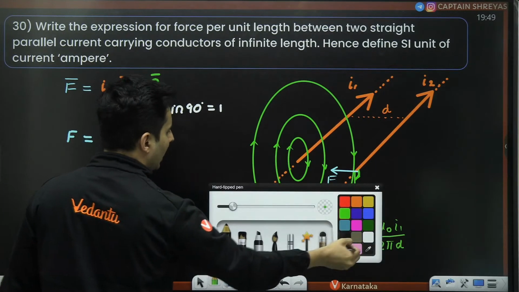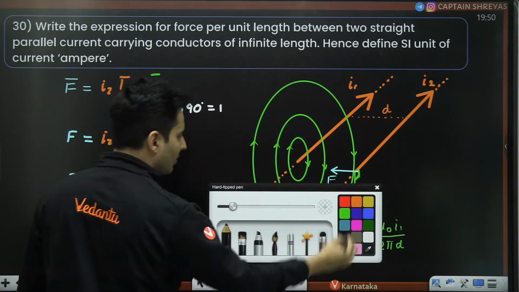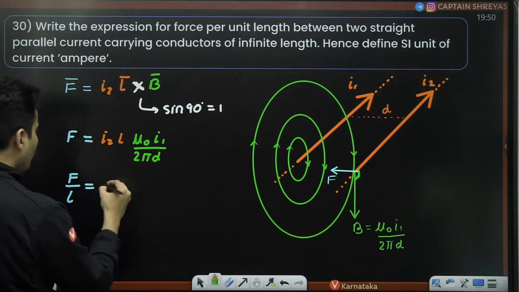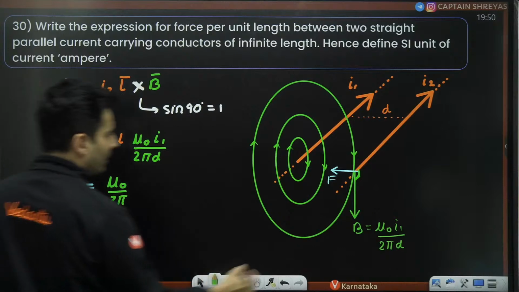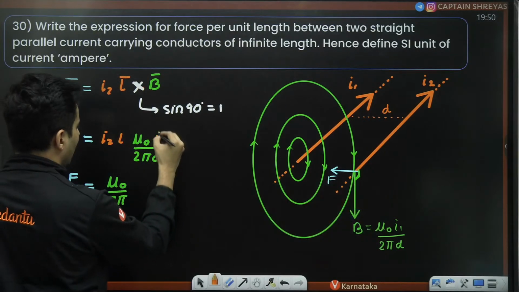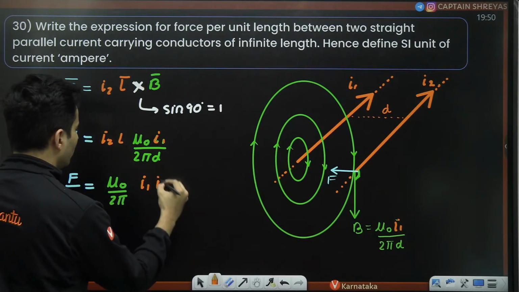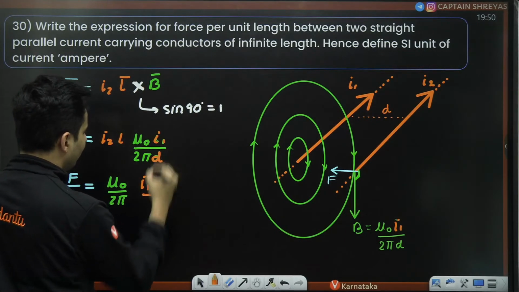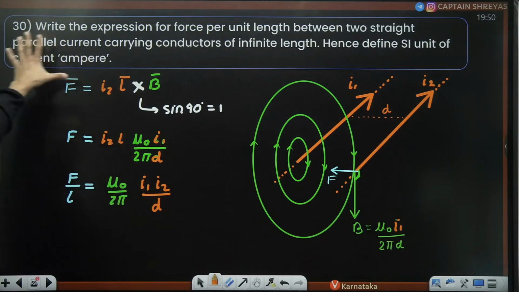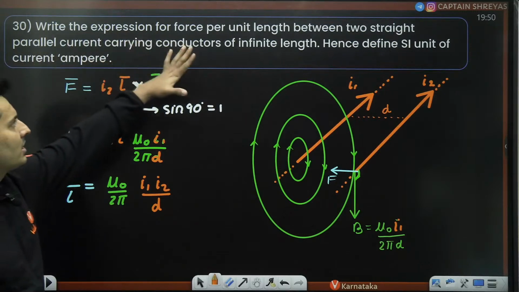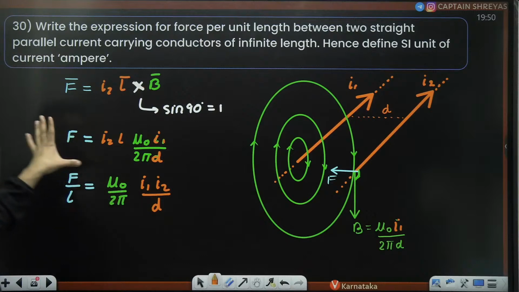Rearranging it further, I will get force per unit length is equal to mu naught by 2 pi, I1 I2, whole thing divided by d. From this, we have first of all found out the expression for the force per unit length between two wires carrying current separated by distance d.